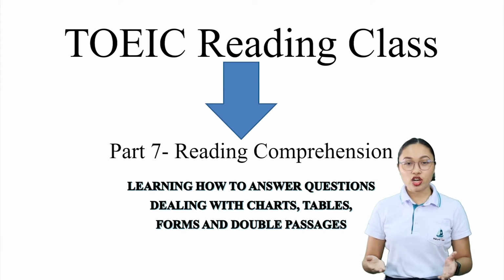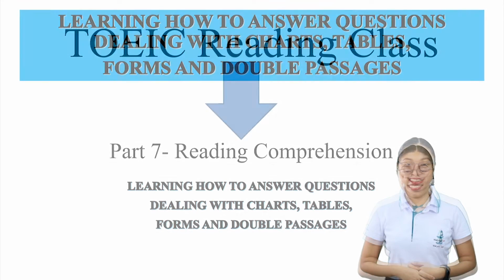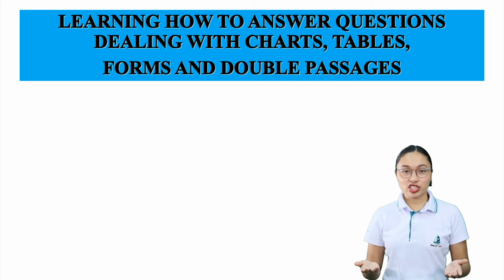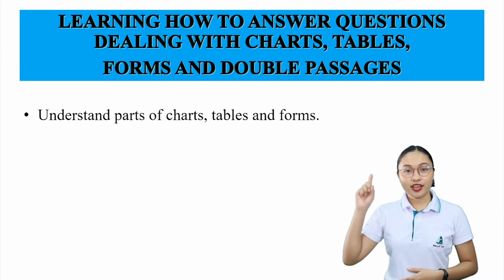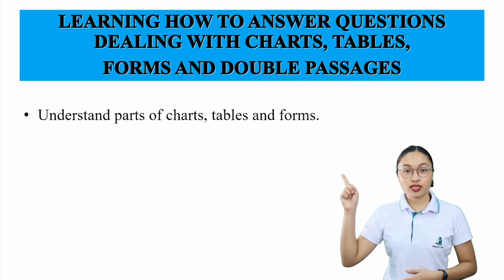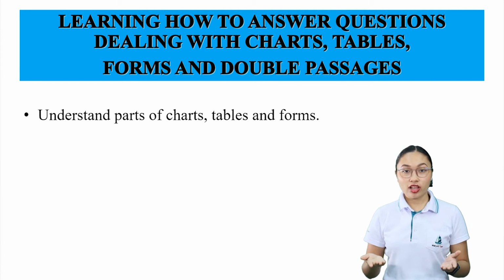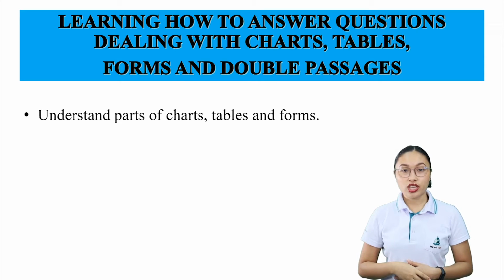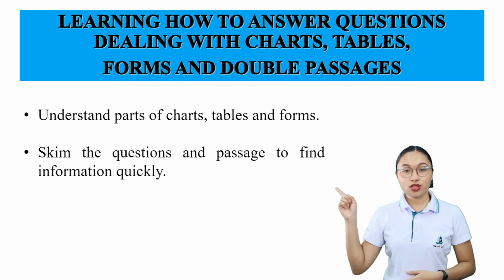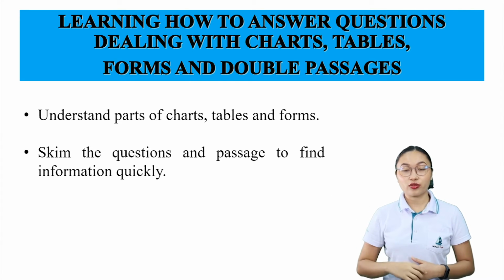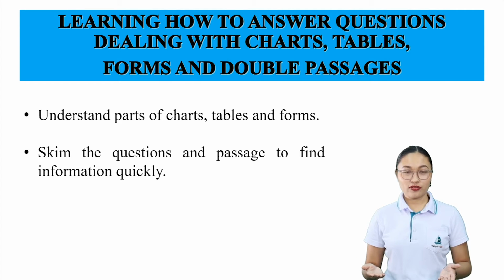In this part, we are going to continue the lesson from the previous episode. Let's review the strategies that we need to follow. Understand parts of charts, tables, and forms. This will help you quickly identify the parts of the passage, or chart, or table where the information you need can be found. Skim the questions and passage to find information quickly. This will help you identify which part of the text is referred to.